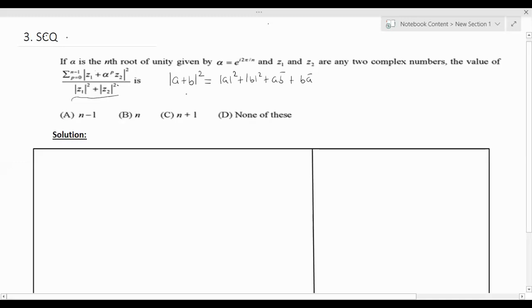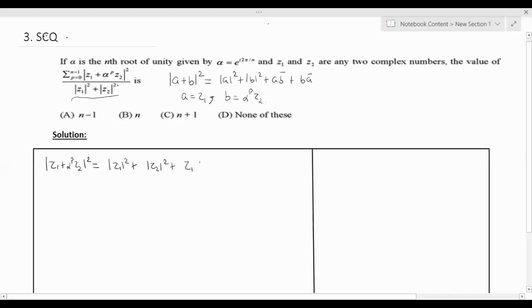So what we are going to do, we are going to keep the value a equals to complex number z1, and b equals to complex number alpha power p z2. So with the help of this, we are going to expand this. So you will have modulus of z1 plus alpha power p z2 whole modulus square. After expanding, what you will get is modulus of z1 square plus modulus of z2 square plus a times.